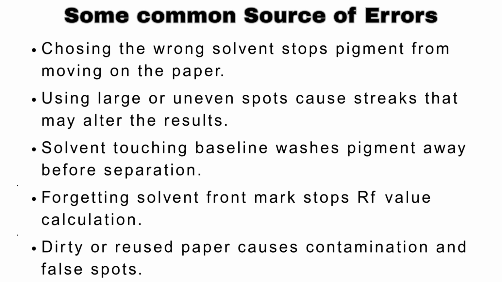There are also sources of error, which come from mistakes or things out of your control. Using a pen instead of a pencil causes ink to mix with your sample and gives false results. Choosing the wrong solvent makes the pigment stay put and not move.